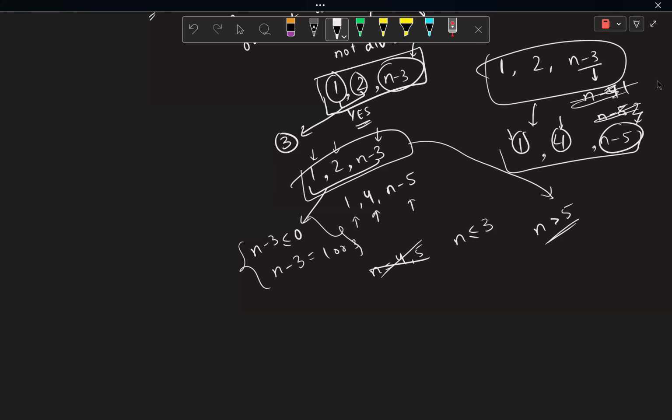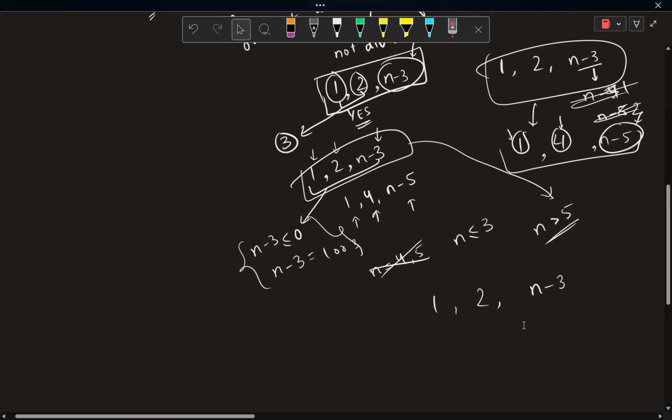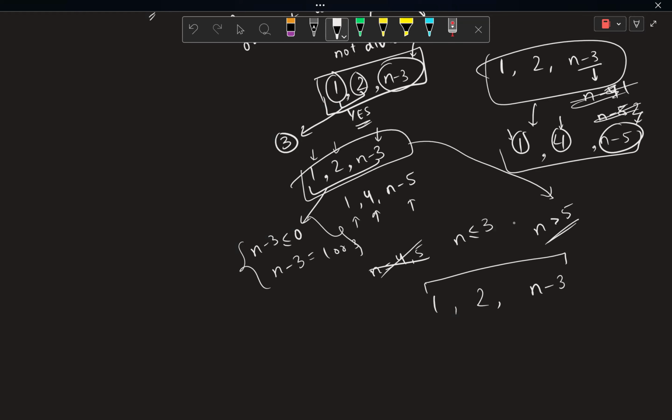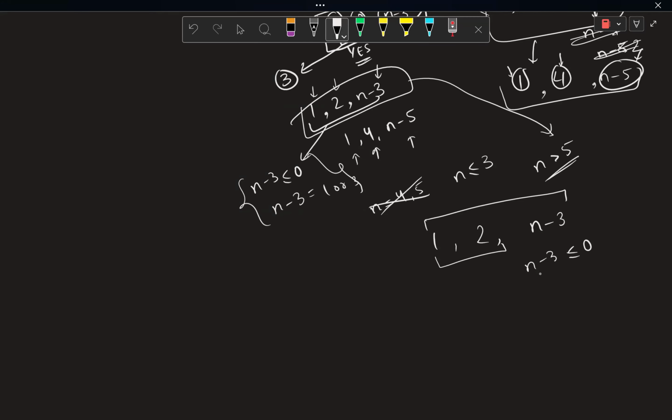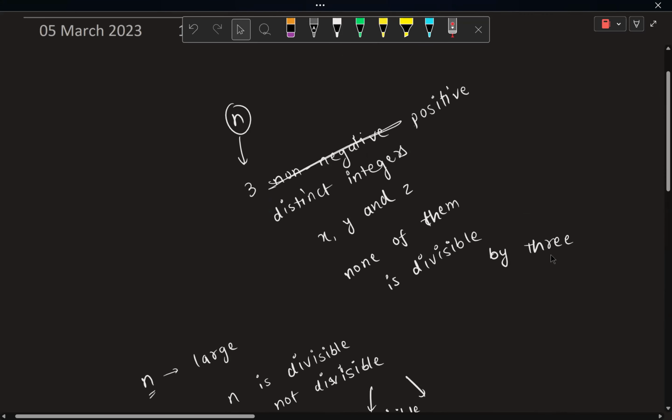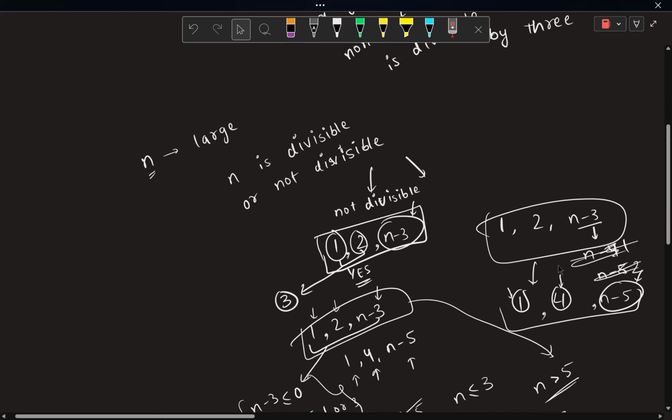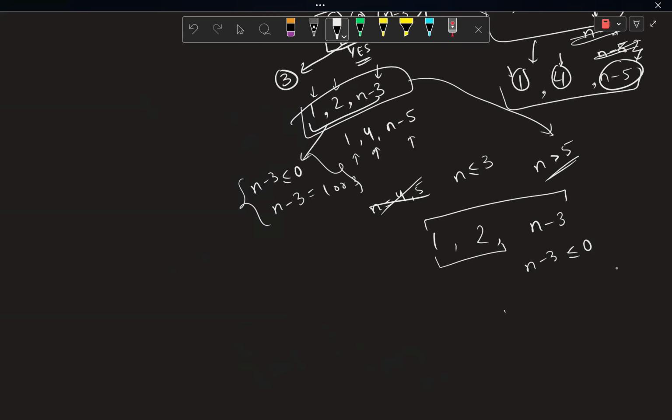So what I said was that if you are going to pick up something like 1, 2, and n minus 3, you see that the elements will never be divisible by 3. This is something we came up with. The only reason why this triplet might fail is if n minus 3 becomes non-positive, or if it becomes equal to either of these two elements, as we have been told that we have to keep elements which are distinct. So that condition would break. In both of these conditions, we see that if n is greater than 5, then none of those conditions is happening.